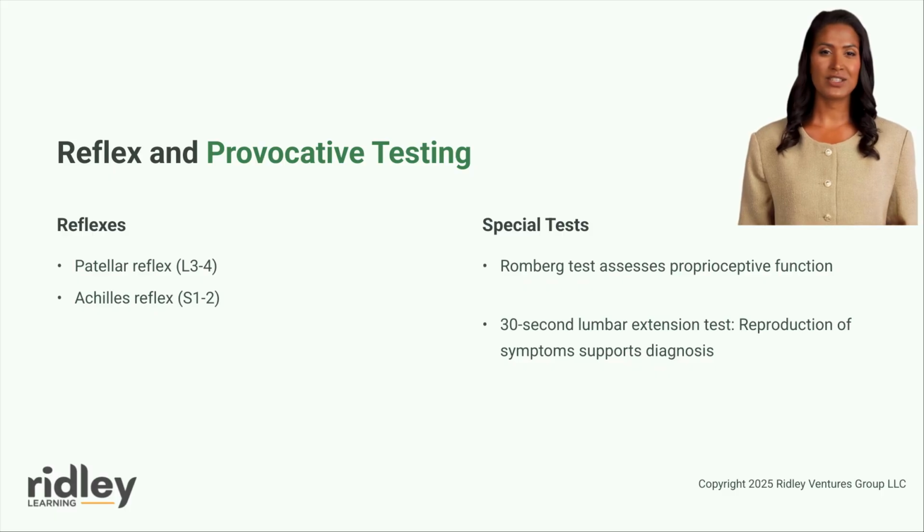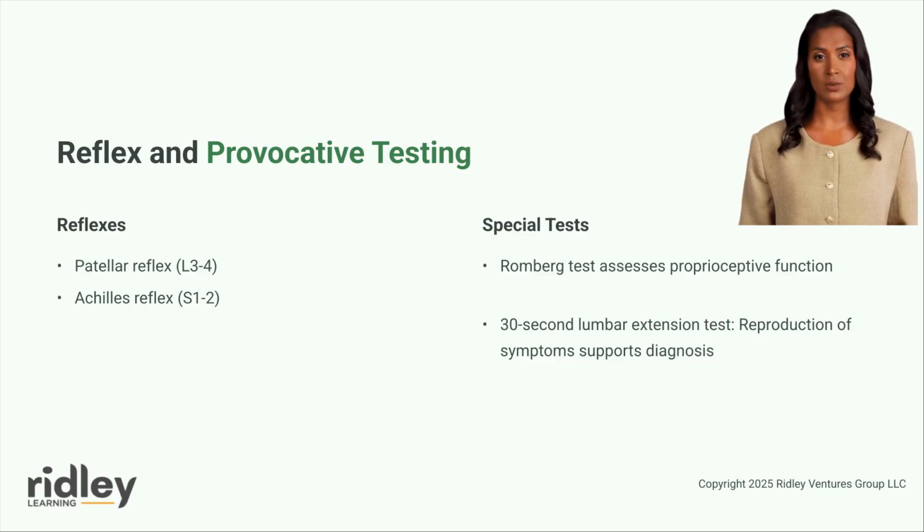Deep tendon reflex assessment includes the patellar reflex, which corresponds to L3, L4, and Achilles reflex, which corresponds to S1, S2. Diminished or absent reflexes may indicate nerve root compression at the corresponding level. However, reflex changes must be interpreted in the context of the patient's age, as diminished Achilles reflexes are common in older adults without stenosis. Asymmetric reflex findings are generally more diagnostically significant than bilaterally diminished reflexes.